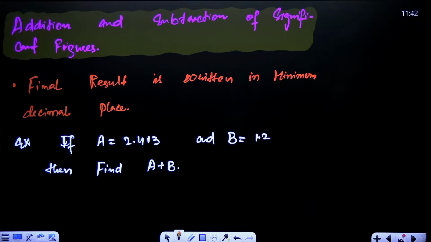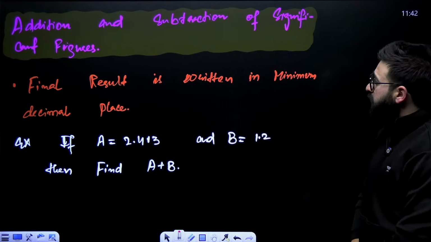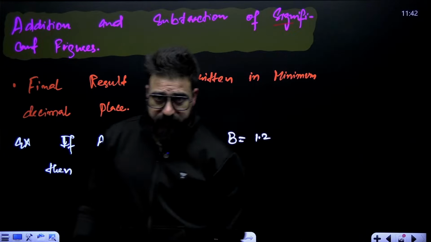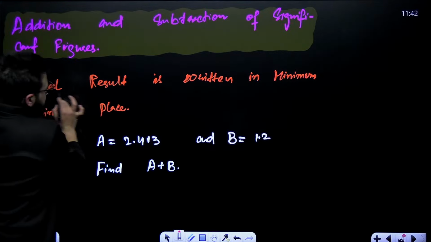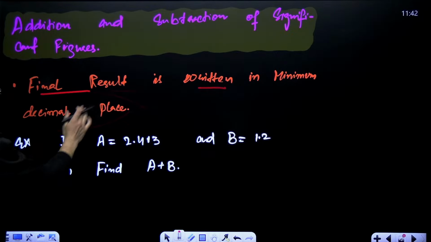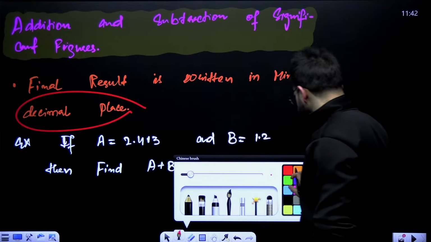Now, guys, this one is important that I'll mention over here. Addition and subtraction of significant figures. We say the final result is written in the minimum decimal place. What I'm trying to say in this particular case is, guys.